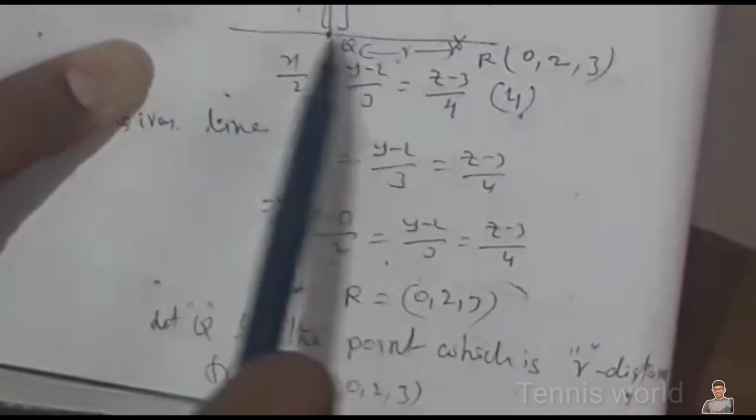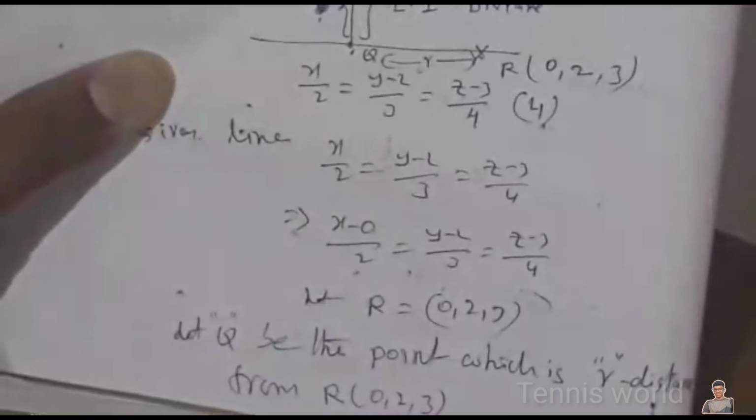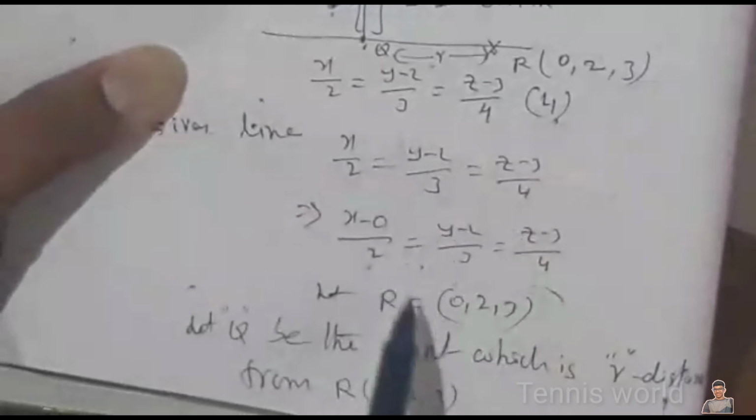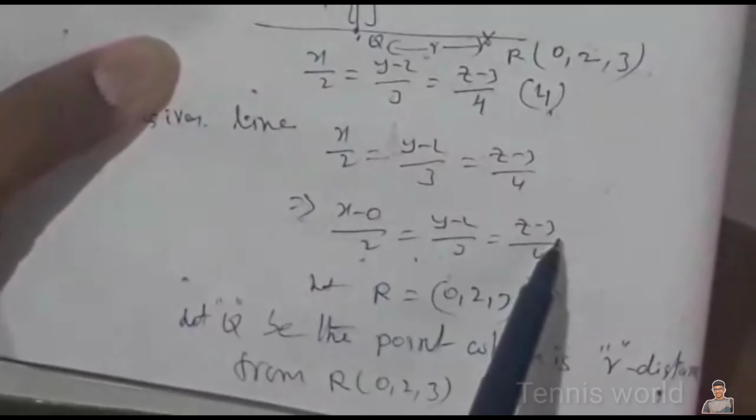Now I am going to find the point Q, which is at a distance from the point R. This point is taken from the given line, so (0, 2, 3) is the point on the given line.